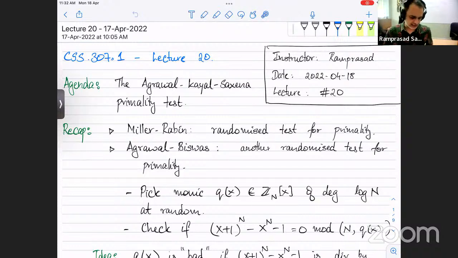Okay, so let's start. It's possible that today's lecture might be a little on the shorter side, but anyway, it's a cool thing to know.